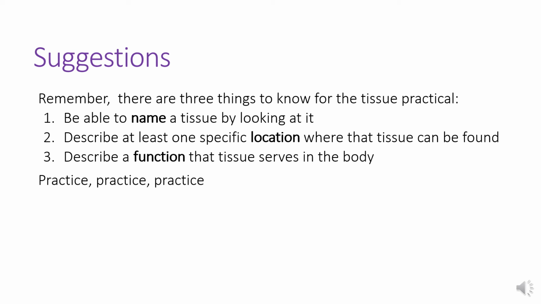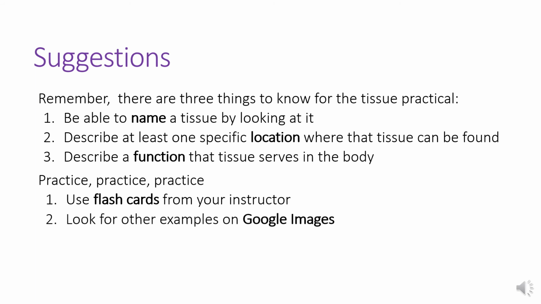In addition to remembering that there are three things to know for this practical, I encourage you to practice, practice, practice. A couple of ways to do that is to use any flashcard materials that your instructor may have provided to you, and or to go out to Google Images and just type in the name of different tissues and look at different pictures of those tissues, keeping in mind not every image is going to look the exact same. But if you follow the steps of the dichotomous key, you should be able to name a tissue regardless of what that image looks like.